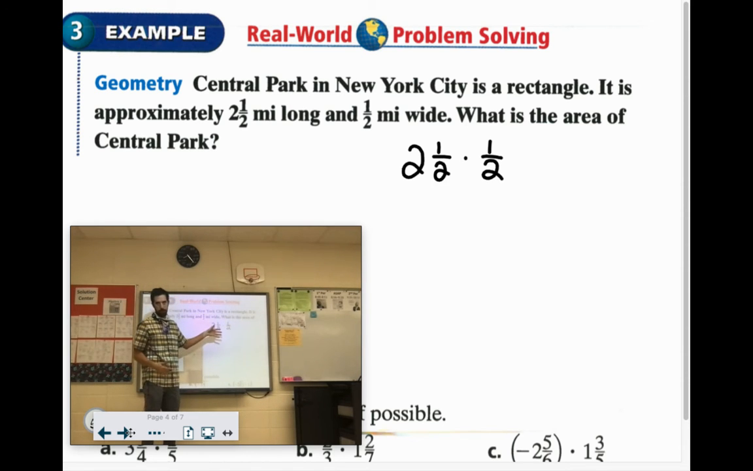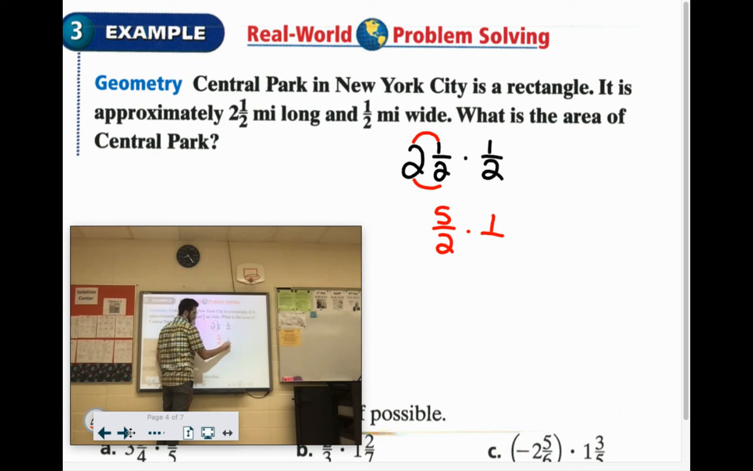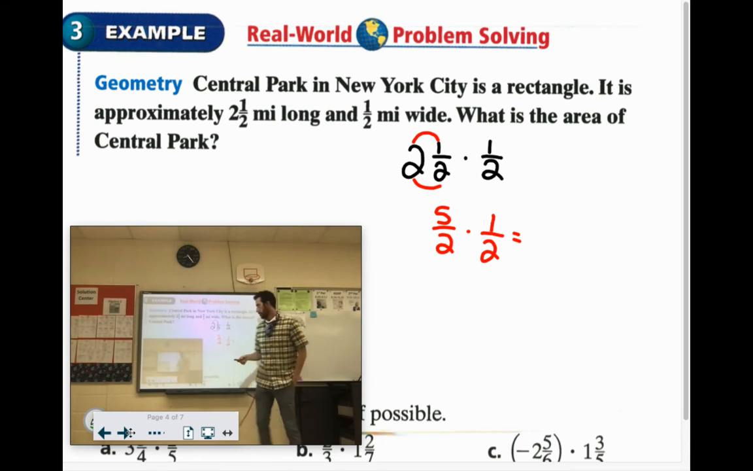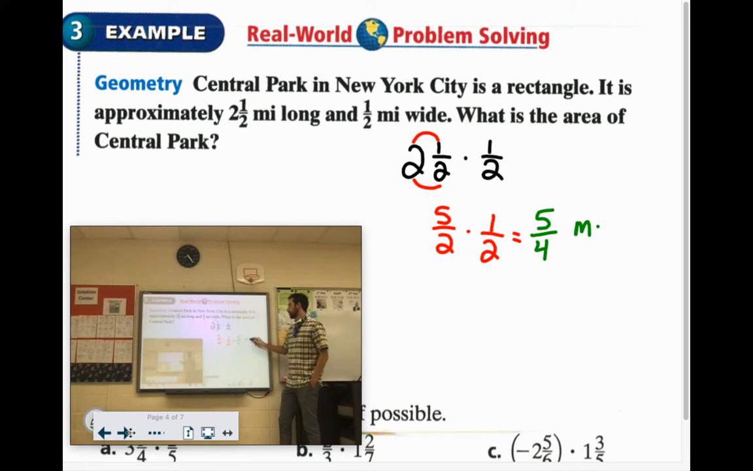Now we're bringing in the mixed numbers. When doing multiplication and division with mixed numbers, you have to turn them improper. So 2 times 2 is 4, plus 1 is 5. So we have 5/2 times 1/2. If we multiply across the numerator, 5 times 1 is 5, 2 times 2 is 4. So we have 5/4 square miles.